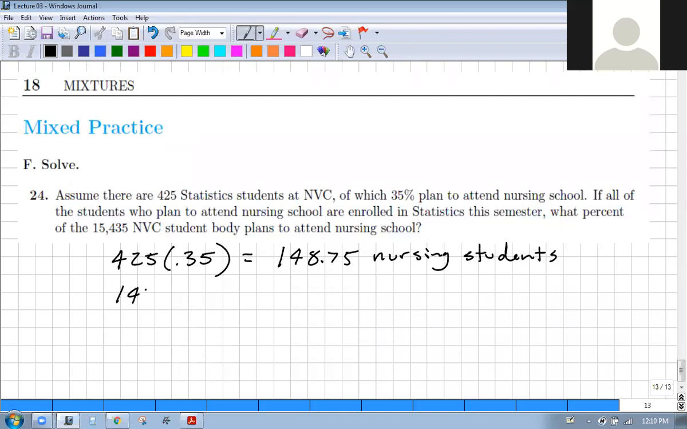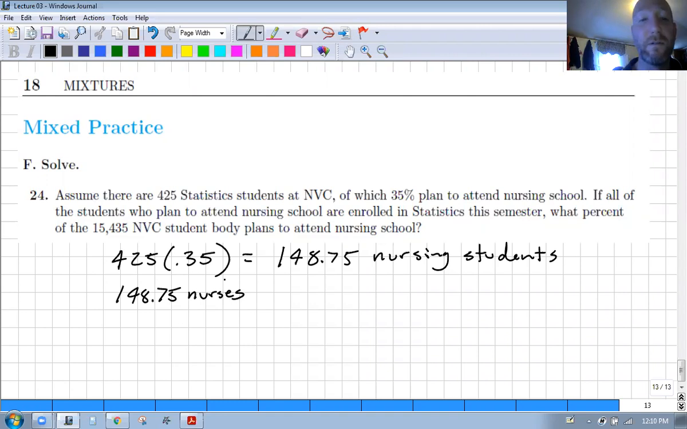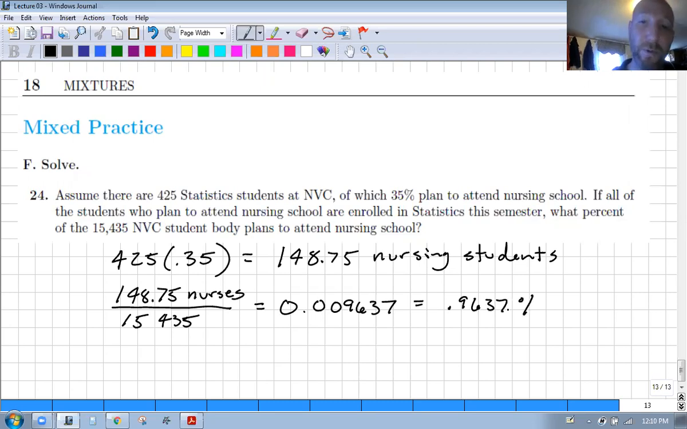Well, we have 148.75 nursing students out of 15,435. So that gives us 0.009637, or 0.9637%.